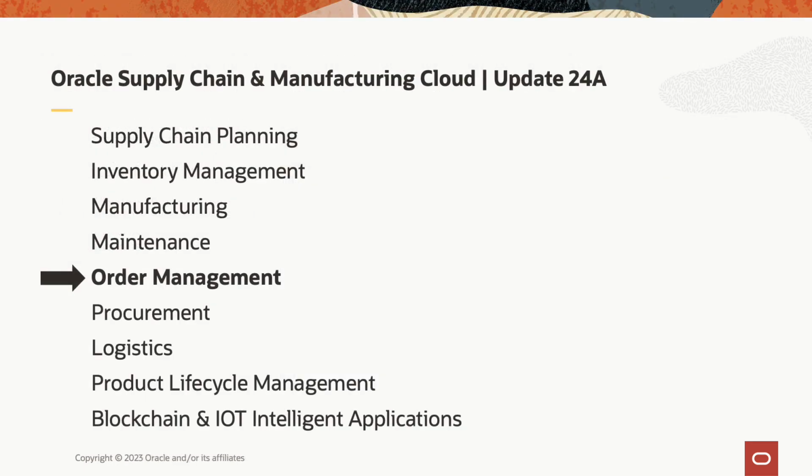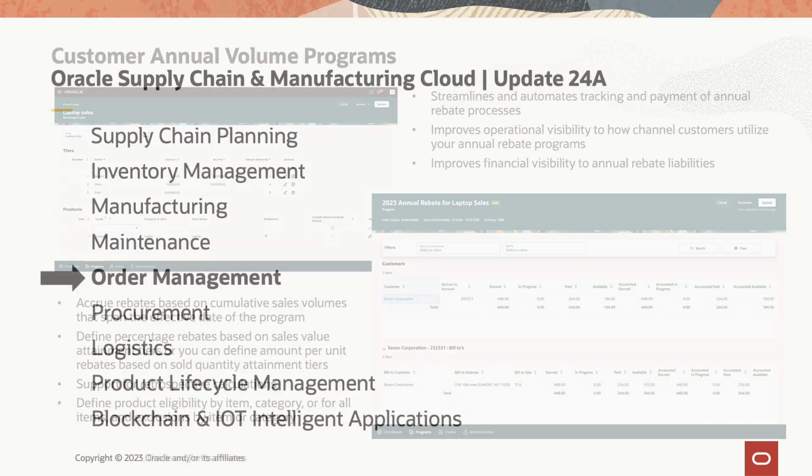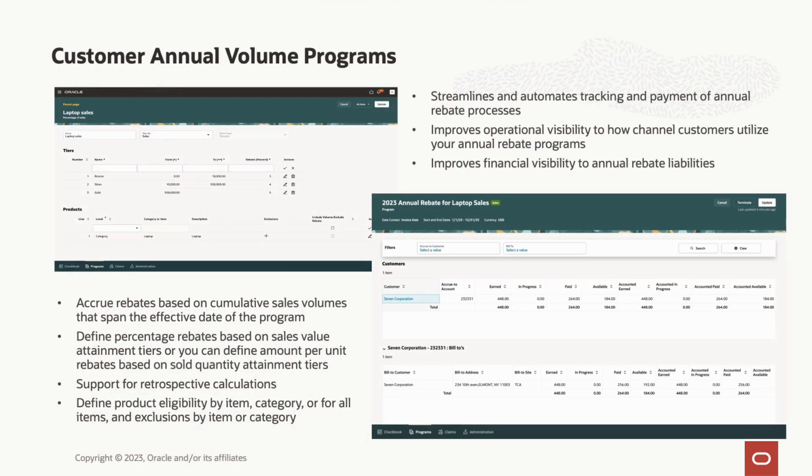Now on to order management. In channel revenue management, we continue to expand our investment in customer trade promotion management. In this release, we are introducing customer annual programs. Annual programs are incentive programs that reward trading partners for selling more products.